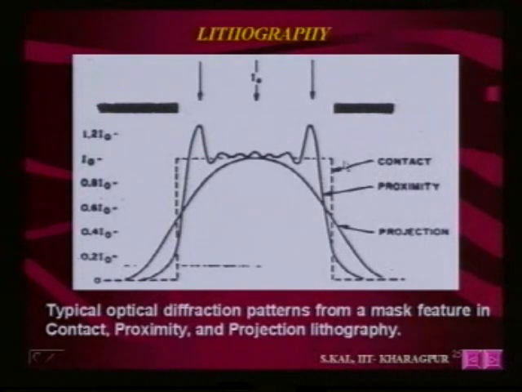Now, in case of contact printing lithography, since the mask is in close contact with the photoresist coated wafer, you can see the pattern in the dotted line just perfectly: I naught intensity throughout the transparent region of the mask, and zero intensity throughout the opaque region of the mask. That means the dotted line curve is for contact printing lithography. There is no gap between the mask and the resist coated wafer. So you will get either the same intensity I naught, or you will get zero intensity.